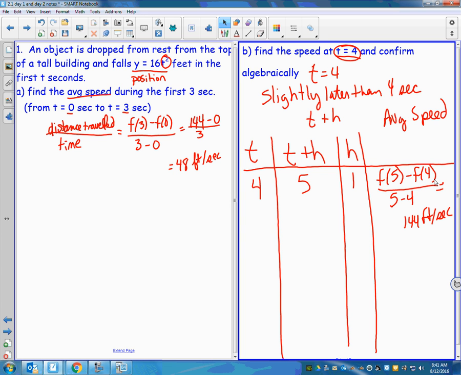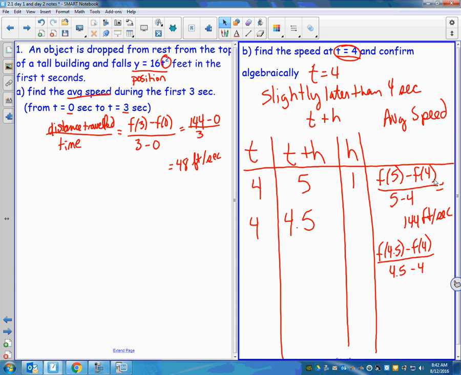Could I get closer than 1 second from 4? Is there another number I could pick that would be closer than from 4 to 5? Let's say from 4 to 4.5. Can I do that? Yeah. So let's do it again. So this would be f of 4.5 minus f of 4 all over 4.5 minus 4. And again, I'm just doing that change in the y's, change in the distance over change in the time that's traveled.